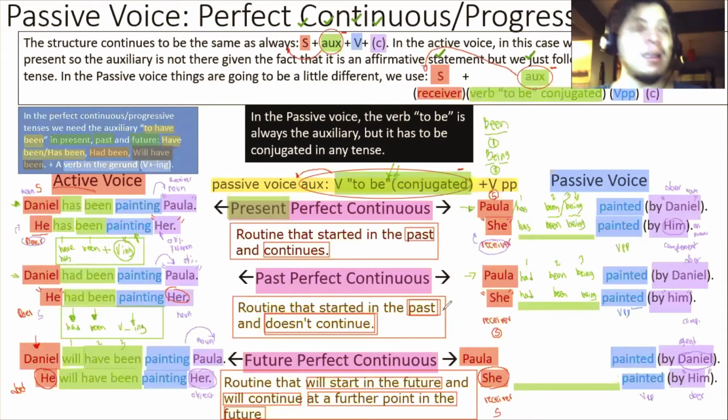What is the auxiliary for the future perfect continuous? The auxiliary for the future perfect continuous is the verb have been, but in the future. So it is will have been.